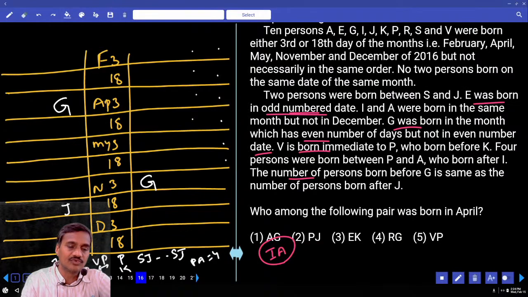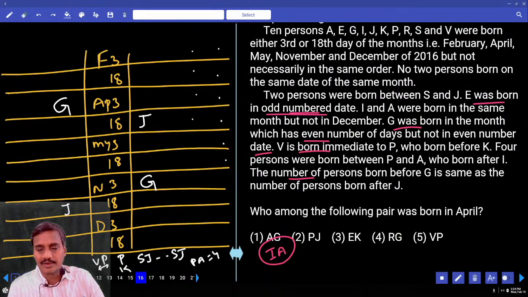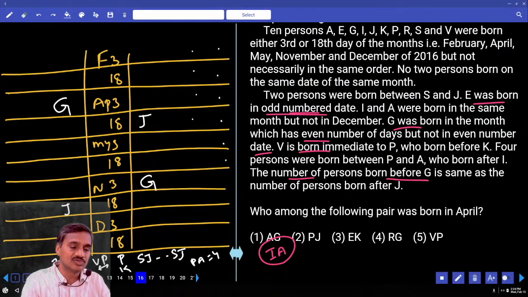And G is 4th from the bottom. Hence 1, 2, 3, 4, J is 4th from the top. Number of persons between these 2. Number of persons born before G, 2 people, is the same as number of persons after J. After J, 2 people. Now before G, how many people are there?